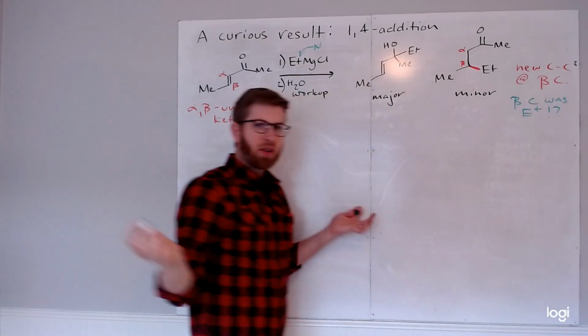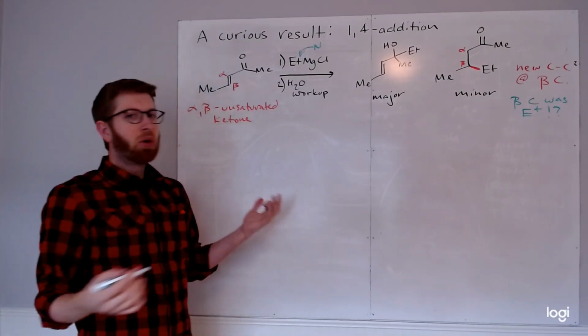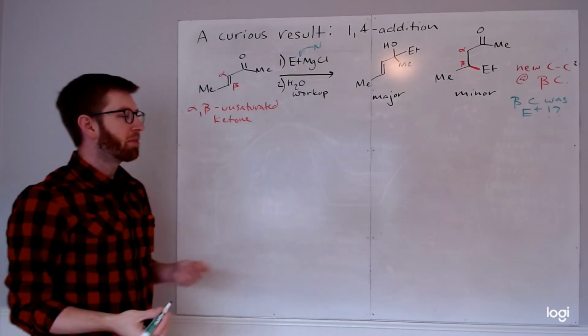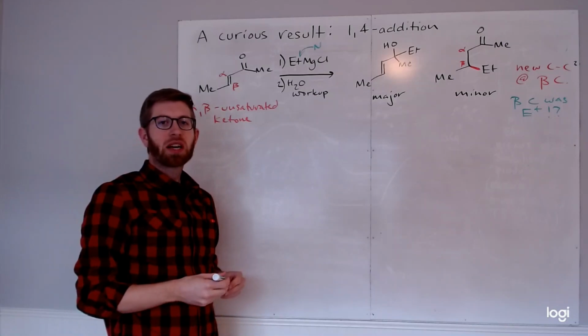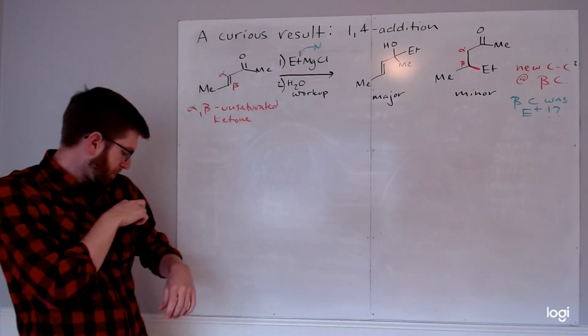But I don't understand how that's possible. There's not a leaving group. There's not a polar bond, like a CO bond that I could break, like I've done for other addition reactions with carbonyls, for instance. So I'm kind of at a loss about how this happened.